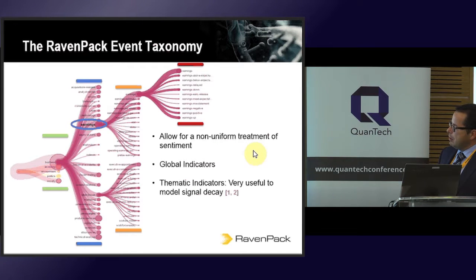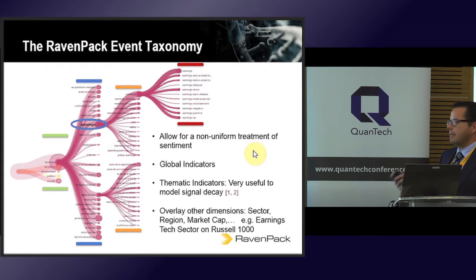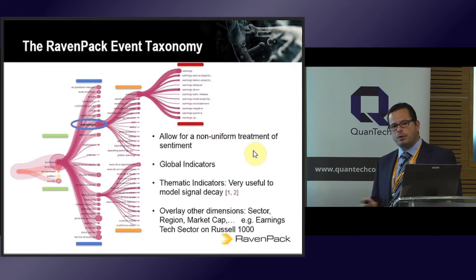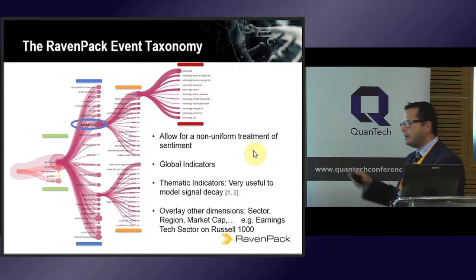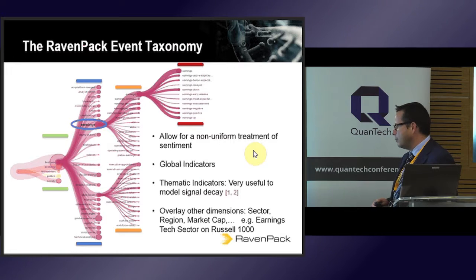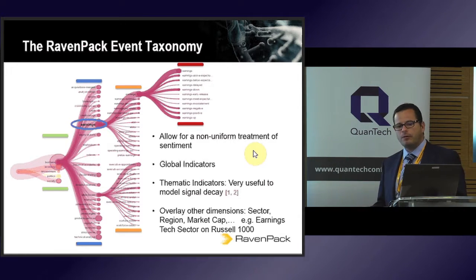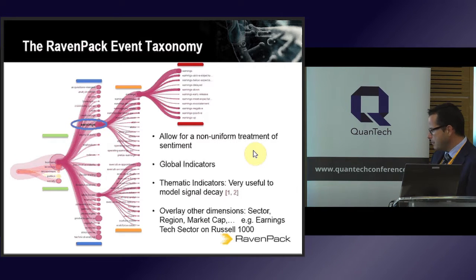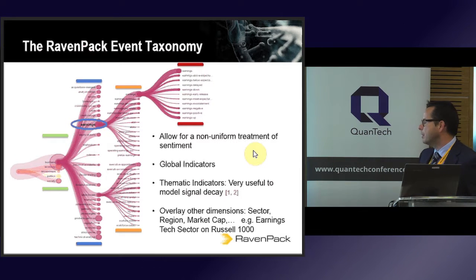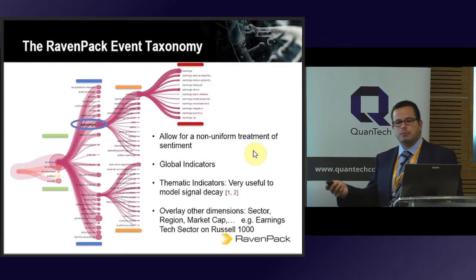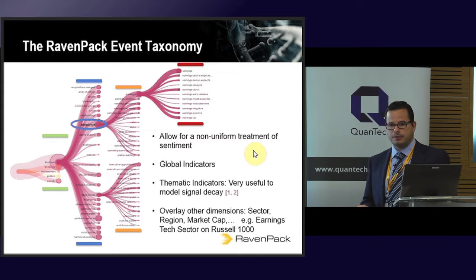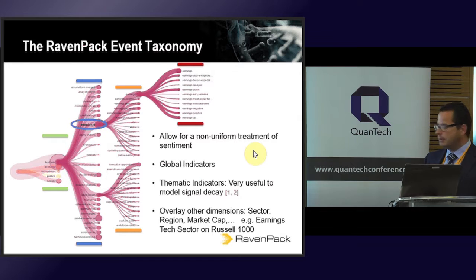These two are not the only dimensions we can use. We can use any other information and have an overlay over this structure. We can filter by sector, region, market cap, or a combination of all of them. And we can have things like, I don't know, indicators for technology companies on the Russell 1000, for instance. So we can go very granular.